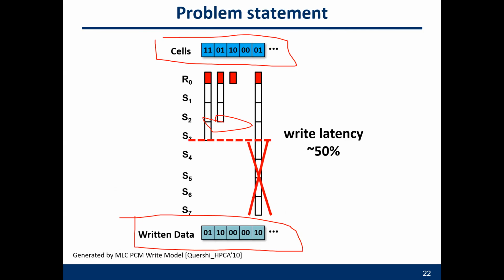So eventually, only a very small portion of cells will have these cases. We call it a difficult-to-write cell. If we can stop the write operation earlier on these difficult-to-write cells, then we can reduce the write latency. In this particular example, we can reduce the write latency for the entire line by 50%.